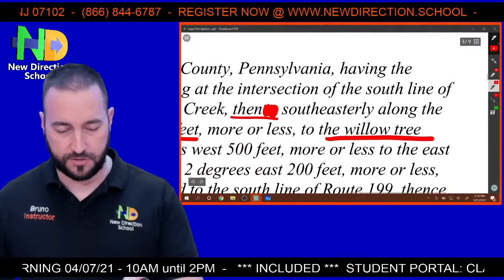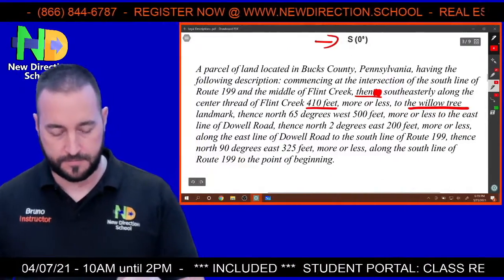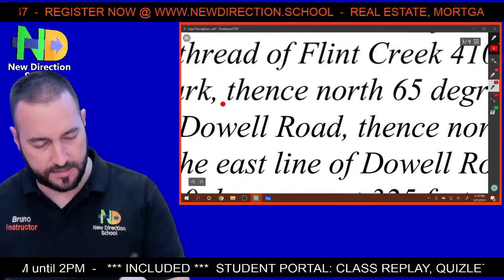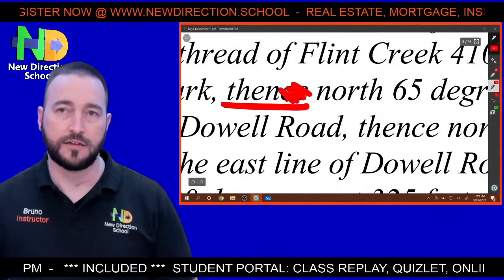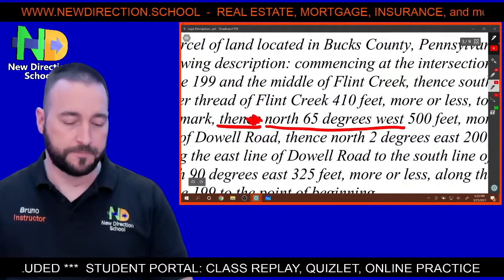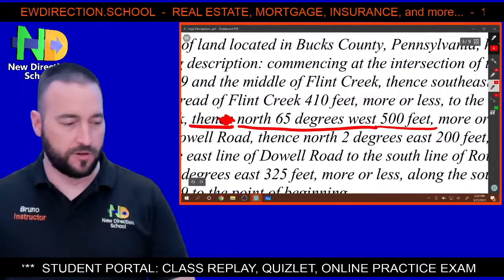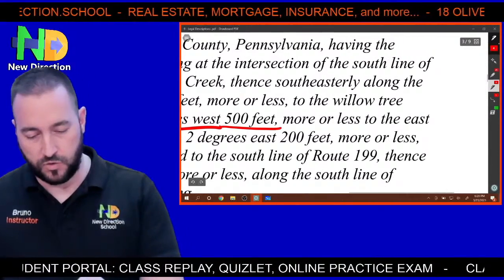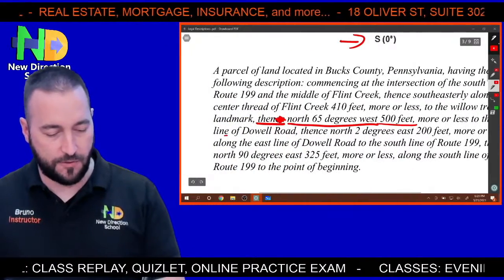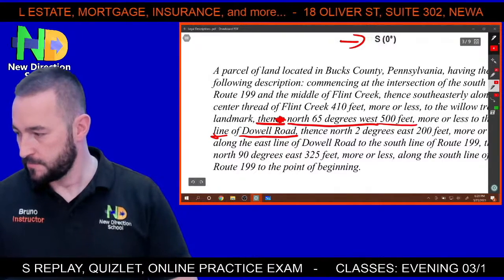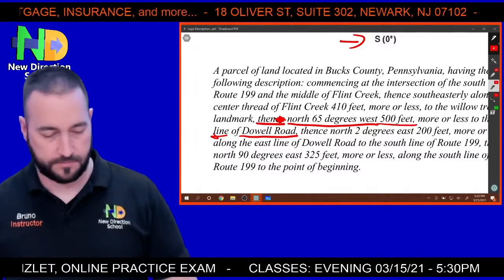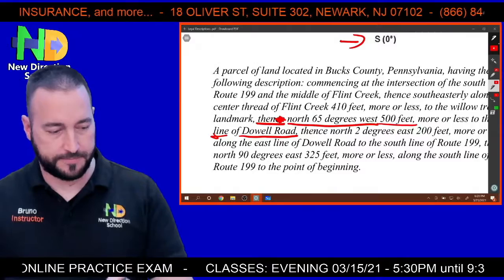So going back to the description, it says thence, which you already know simply means then, we're going to go north 65 degrees west, and we're going to travel 500 feet, more or less, to the east line of Dowell Road. Let's go back up.